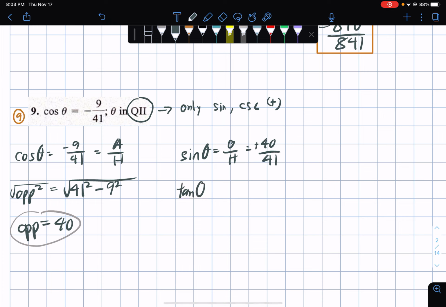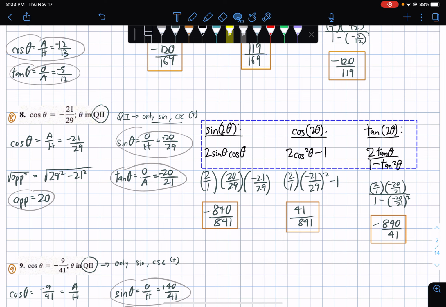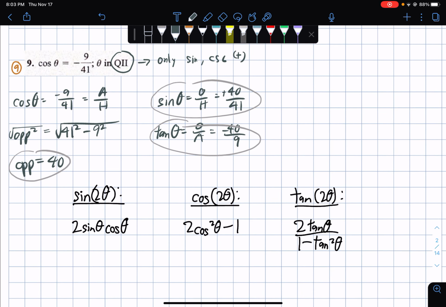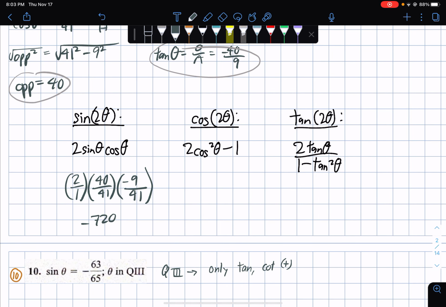Let's look for tangent. Tangent is O over A, 40 divided by adjacent, which is 9. So this is negative. Okay, double angle identities. I'll just duplicate them to make it faster. So 2 over 1 times sine theta, which is 40 over 41, times cosine theta, which is negative 9 over 41. We get an answer of negative 720 over 1681.